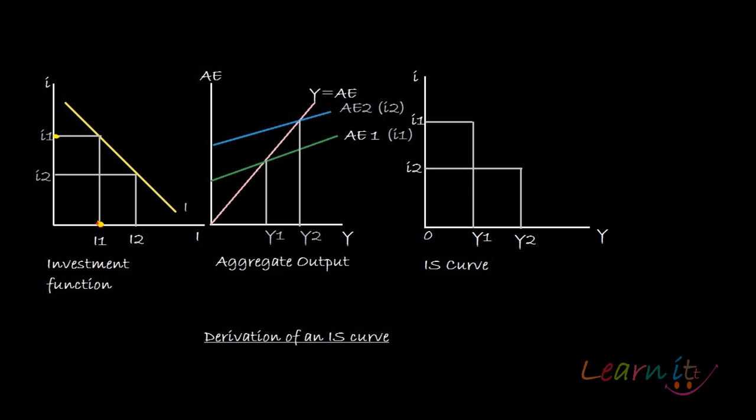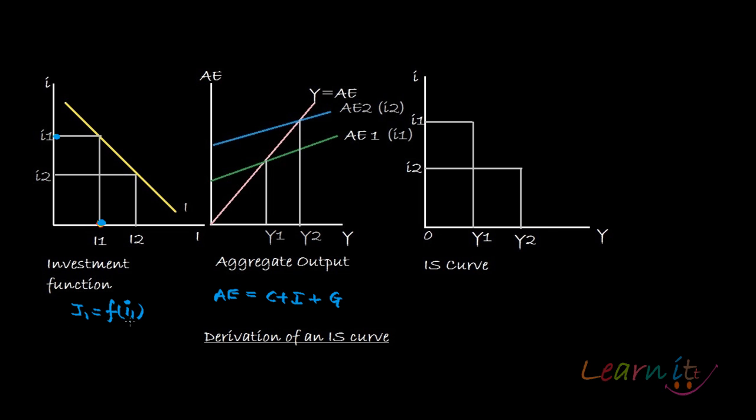Let me pick up some other color, it'll be easier. At this I1, the level of aggregate expenditure in the economy is AE1. How do you define aggregate expenditure? It is equal to C plus I plus G. The level of investment at interest rate I1 is a function of the interest rate.